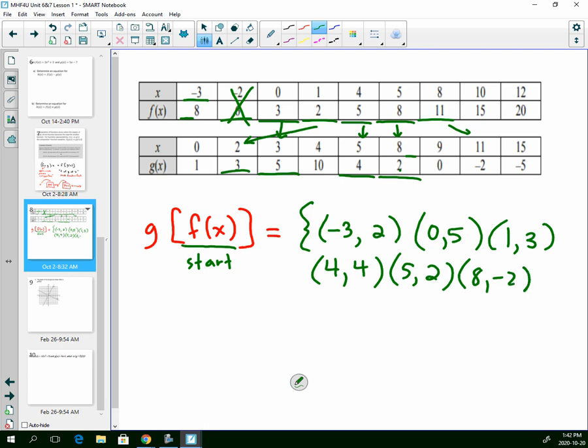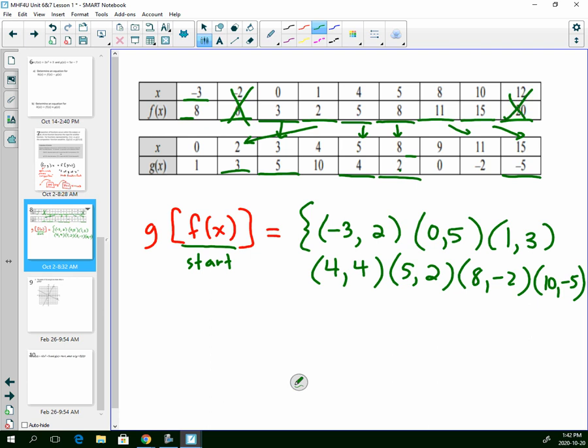Final result is -2. And then the next point is 15. So starting with 10, output is 15, which becomes the input here. Final answer is -5. And then the last point ends in a 20. I don't see a 20, so we're not going to use that point.